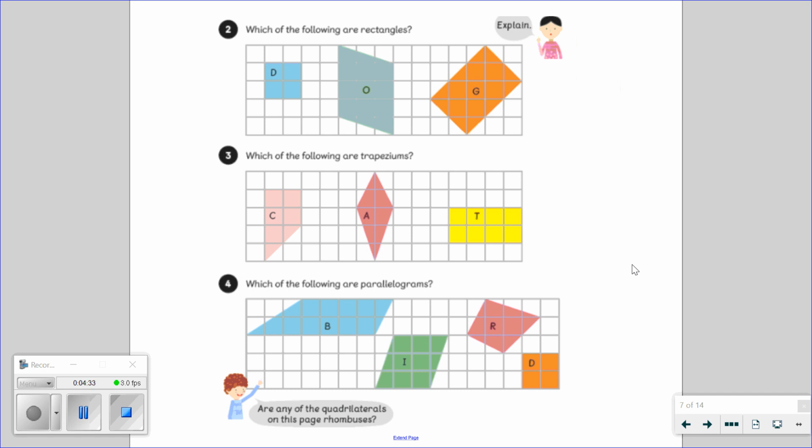In the rest of the guided practice, you need to identify which of these quadrilaterals are rectangles, trapeziums, and parallelograms, and explain how you know. Elliot also asks, are any of the quadrilaterals on the page rhombuses? What do you know about rhombuses to be able to spot one?